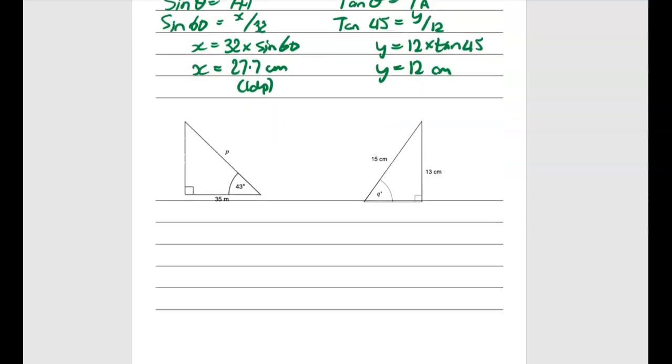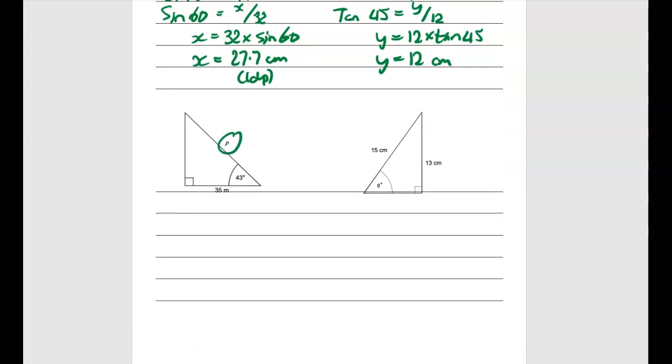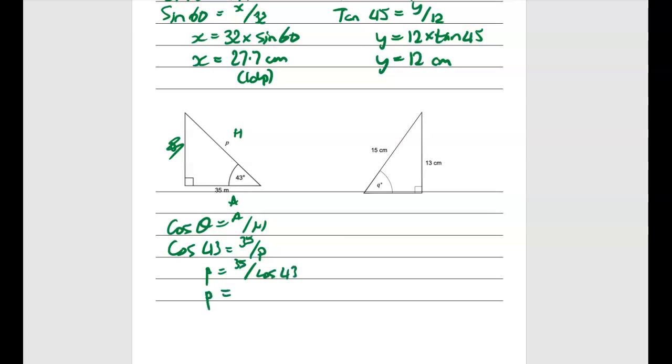So awesome, we're now moving on to our next question. We're trying to find side P here. And again, there's the hypotenuse, there's the opposite, there's the adjacent. We don't care about the opposite. So we've got CAH or cosine. So cos angle equals A over H. Cos 43 is equal to 35 divided by P. We switch those around. P will be equal to 35 divided by cos 43. And when we put that into our calculator, P will be equal to 47.9 centimeters, and I chose to round that to 1 decimal point. Again, your rounding doesn't matter.